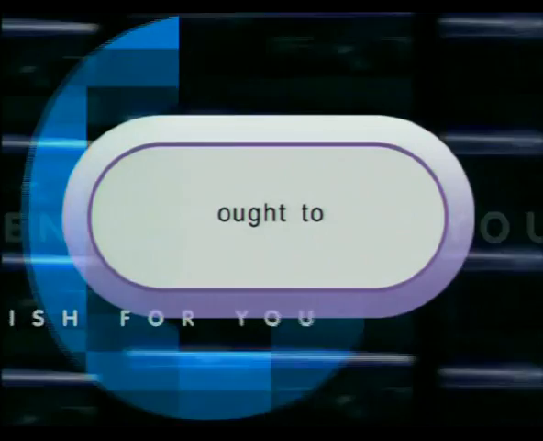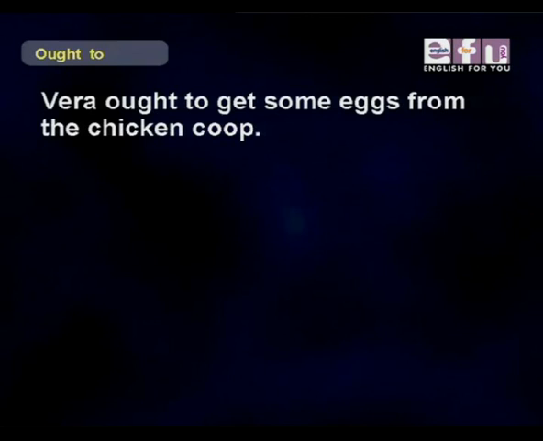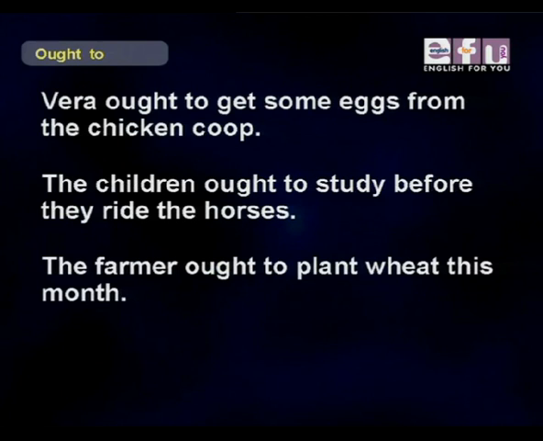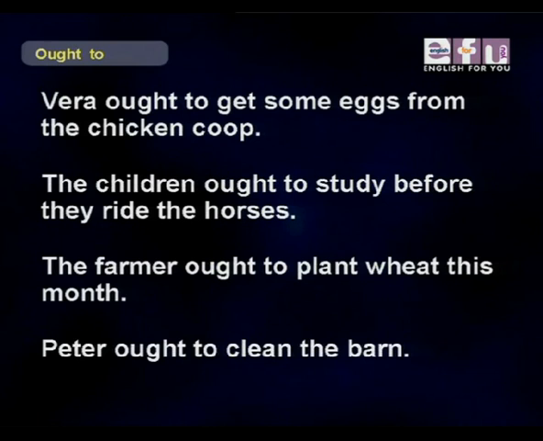Okay, now let's learn ought to. Look at these sentences on the screen. Vera ought to get some eggs from the chicken coop. The children ought to study before they ride the horses. The farmer ought to plant wheat this month. And Peter ought to clean the barn.